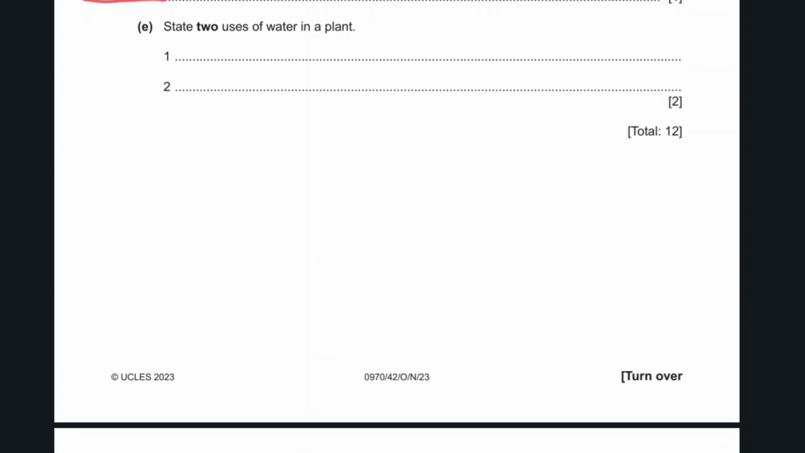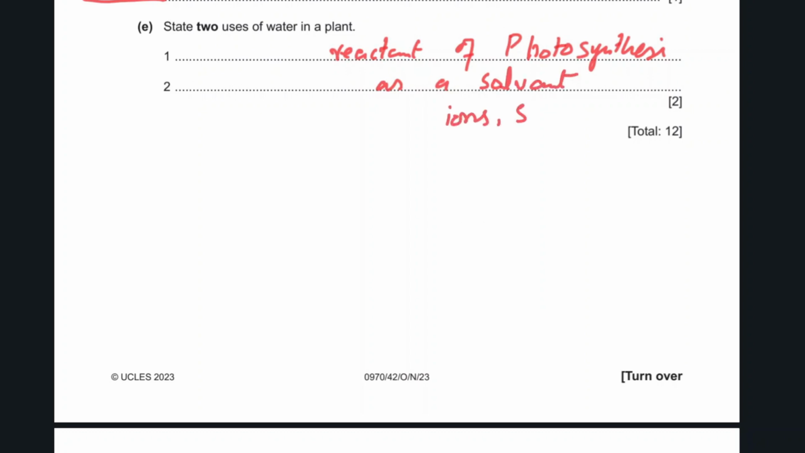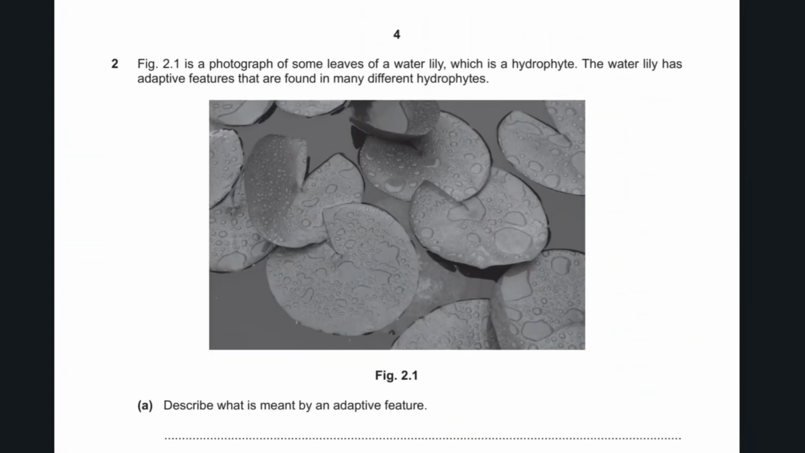State two uses of water in plants. First, it is the main reactant of photosynthesis, because the process of photosynthesis needs water. Also it acts as a solvent, because all the materials like ions and sucrose dissolve in it and then it moves. You can also mention that it maintains turgidity of the cell.